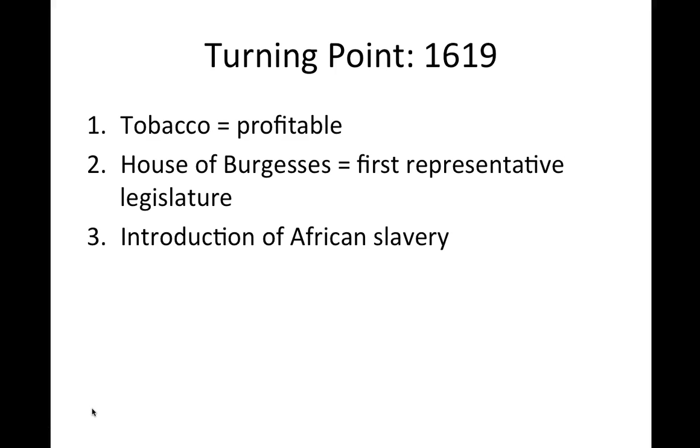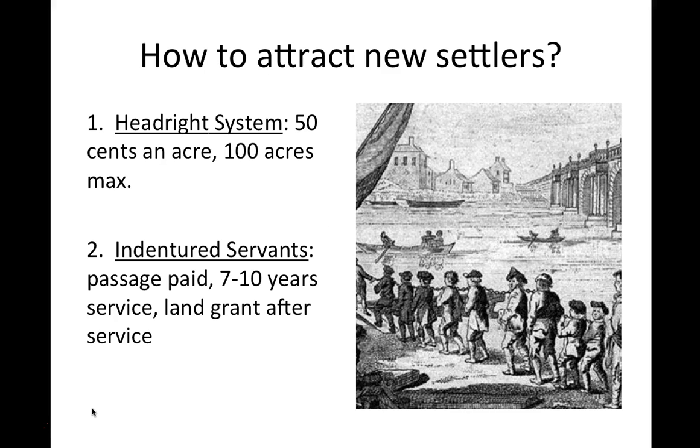So now that we've established a colony that works, that makes money, that has some sort of organization, we need to bring people in. Remember, this is a business, and you aren't going to turn a profit unless you have a lot of people growing tobacco. So what the Virginia Company and what the House of Burgesses establishes is something called the headright system. This is sort of almost like an early version of what we'll see as the Homestead Act during the Civil War, which is a way of getting people to settle on farms.